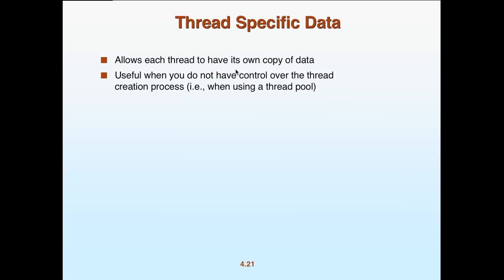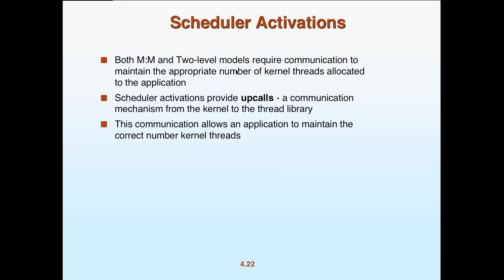Thread-specific data is useful for when you don't want to have control over the thread creation process. When using a thread pool, you want the threads to think independently, then you can give them their own specific data. You could theoretically have 2 sets of data, one for the process and one for each one of the threads, but then the synchronization is going to be pretty hectic.